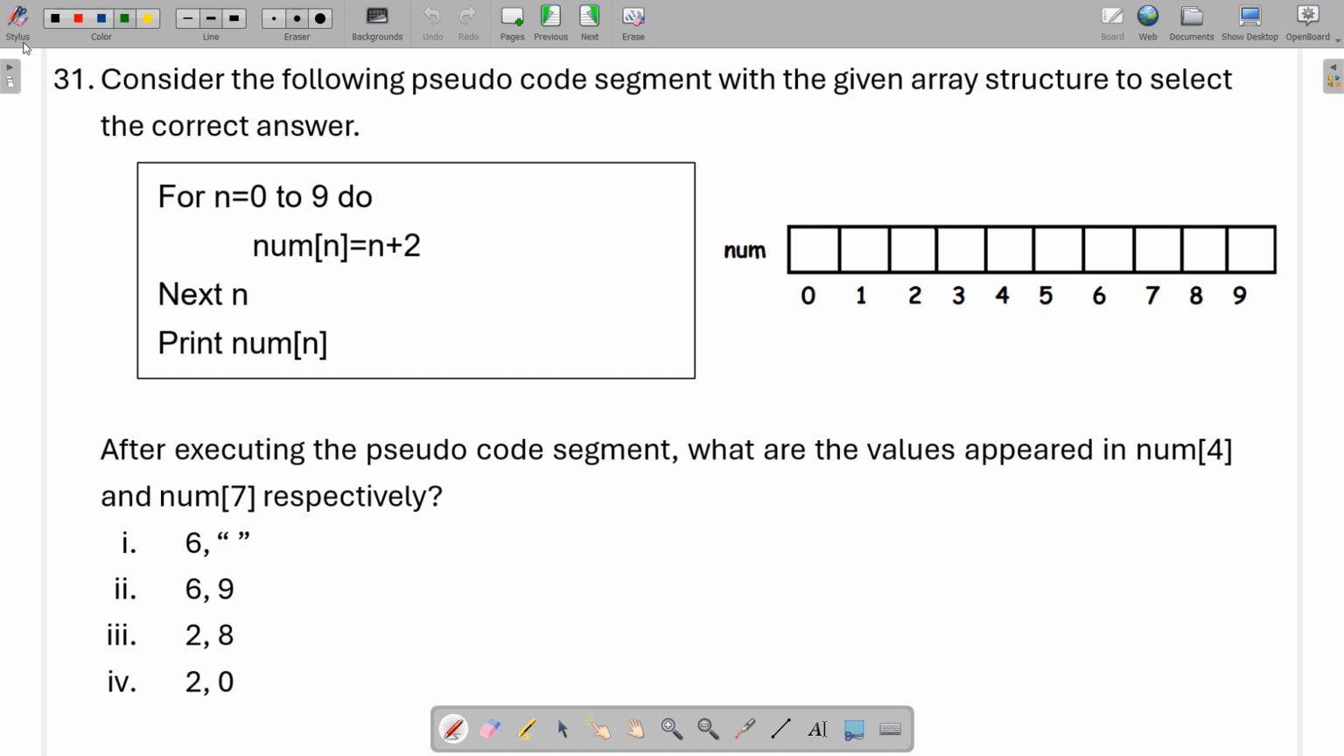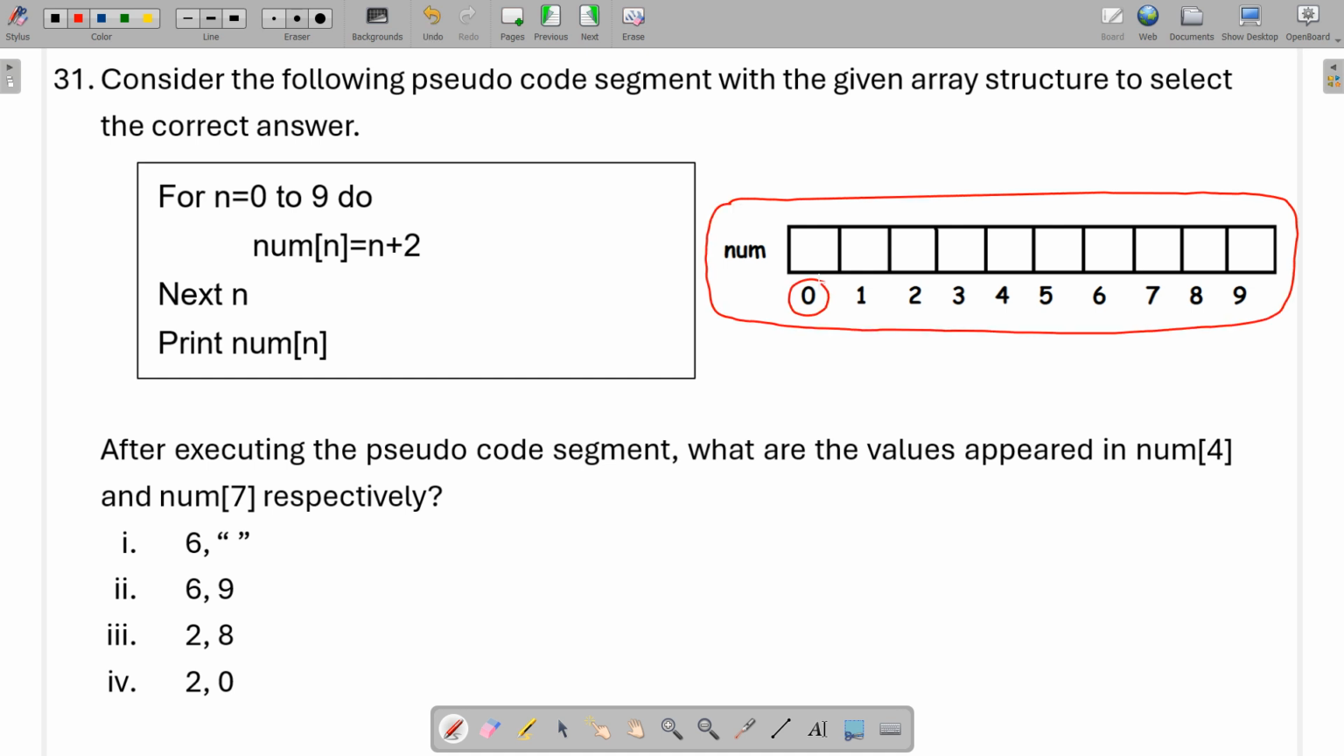Question number 31. Consider the following pseudocode segment with the given array structure to select the correct answer. So they have given you the array structure over here. The array name is num and the indexes are starting from 0 up to 9. So the array called num is capable of containing 10 items.